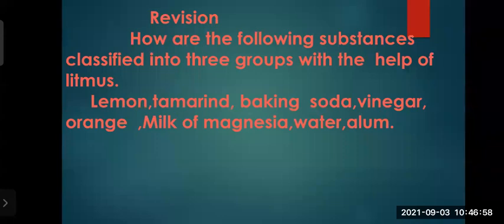We just know the names of the given substances, and we are quite familiar with all those things. Lemon we use, tamarind we use for making dal, to make it sour. Baking soda we use daily for making bhajias, for making cakes, and for all confectionery items. Vinegar is used in our Chinese food, and many others also. Oranges we know. Milk of magnesia, it is nothing special. It's just a substance. Then water and alum.